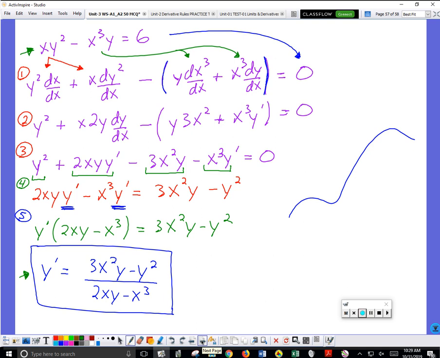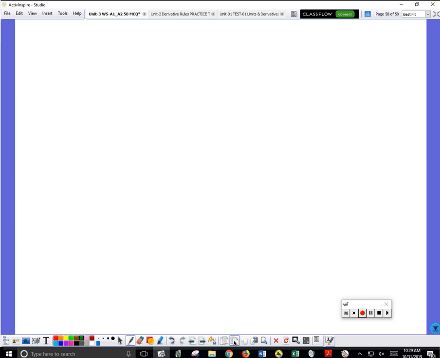Good. Okay. So I'm going to take this equation. Let's go to a new page here. Sydney, just read that to me again. y prime is 3x squared y minus y squared over negative 2xy minus x cubed. Say it on the bottom again. 2xy minus x cubed.